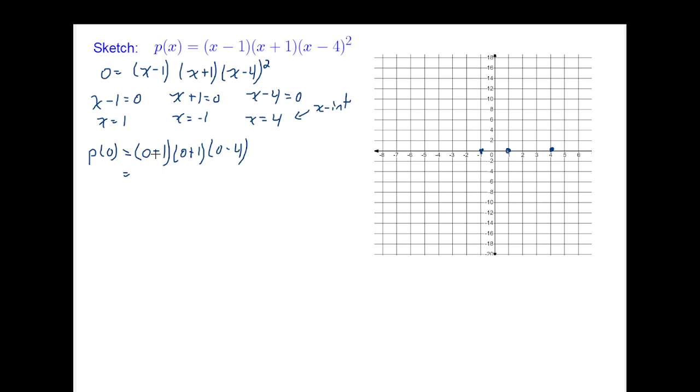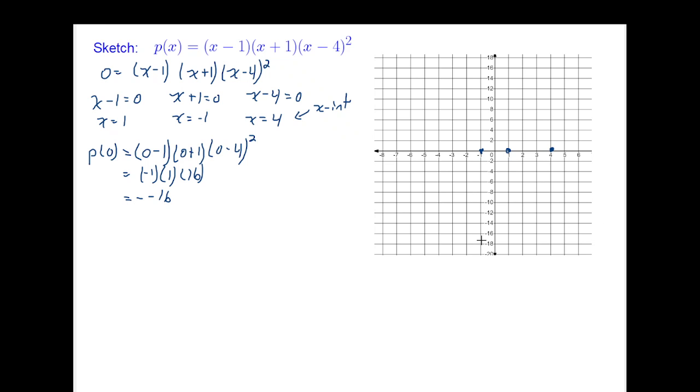And 0 minus 1 is negative 1. 0 plus 1 is positive 1. And I forgot a squared here. Negative 4 squared gives us 16. Negative 1 times positive 1 times 16 will give us negative 16.